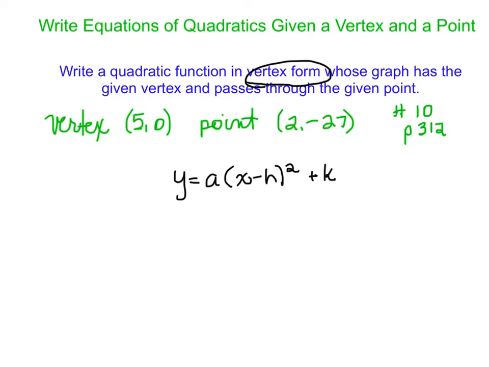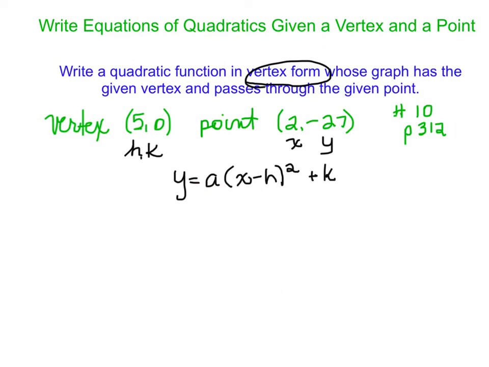And then I'm going to go to my vertex and my point, and I'm going to label them. I know my vertex is (h, k), and my point is just a random x and y. What I wanted you to do now is just to notice, if I plug y in here, and x in here, and h in here, and k in here, the only variable I'm missing is a. In order to get a quadratic function in vertex form, I have to have the a value. The a value is going to tell me if it opens up or down, if it's stretched, expanded, or compressed.